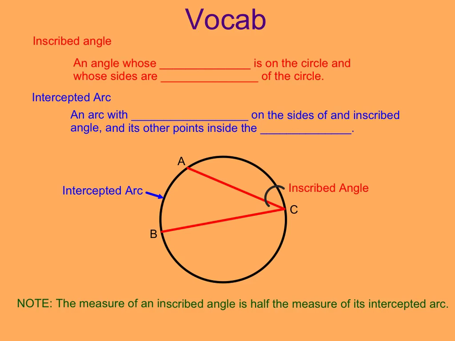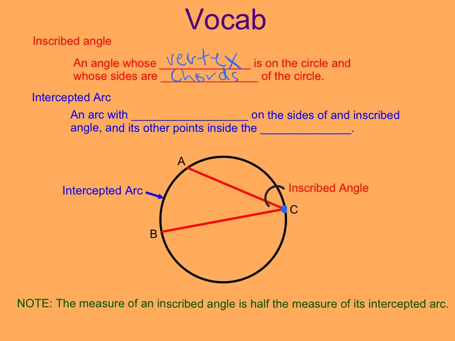So the first thing we have to know is, what is an inscribed angle? Now, I told you that an inscribed angle is an angle in a circle, but to be more formal, an inscribed angle is an angle whose vertex is on the circle and whose sides are chords of the circle. So you see here, here's my vertex, it's on the circle, and these two sides of my angle are chords of the circle.